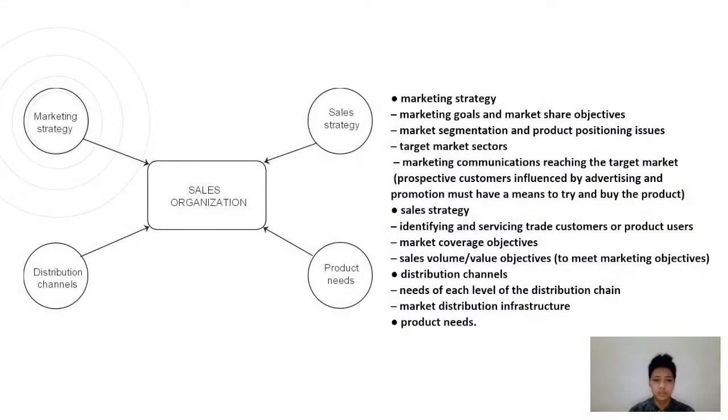And here are the sales organization. So marketing strategy objectives are marketing goals and market share objectives, market segmentation and product positioning issues, target market sectors, marketing communication, reaching target market. Sales strategy is identifying and servicing trade customers or product users, market coverage objectives, distribution channel needs of each level of the distribution chain, market distribution infrastructure.